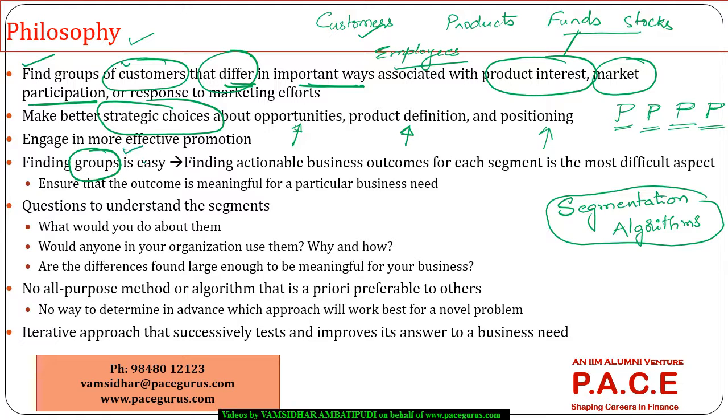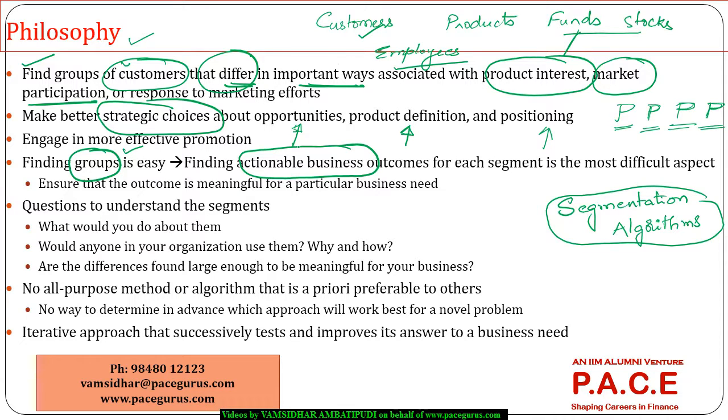So dividing the data into groups is not a big difficulty, but finding the real actionable business outcomes is. How do I really differentiate within these groups with respect to my business objectives? So what is the difference between segment 1 and segment 2 with respect to the buying behavior?